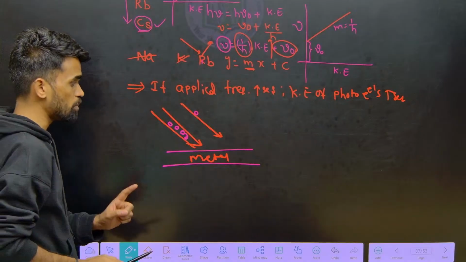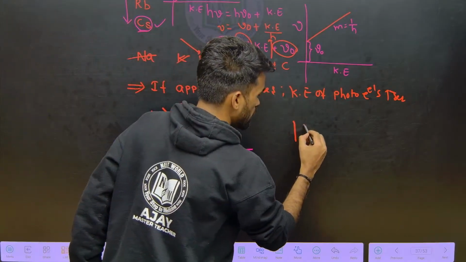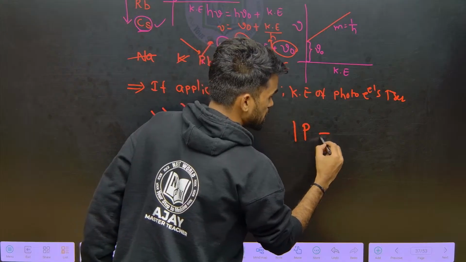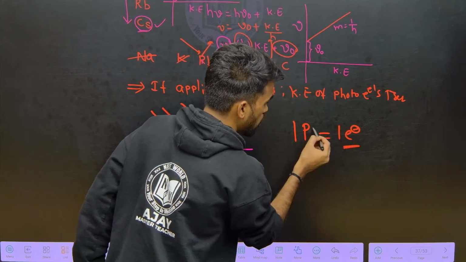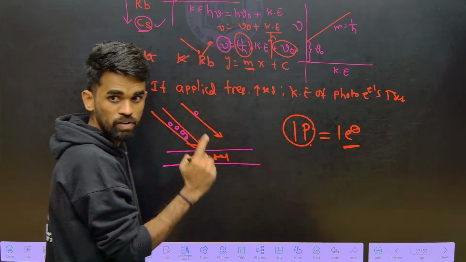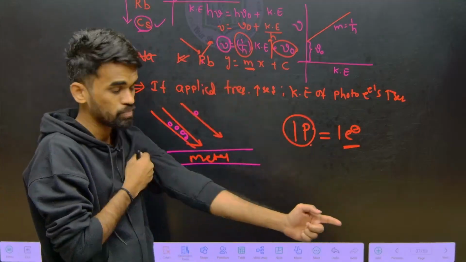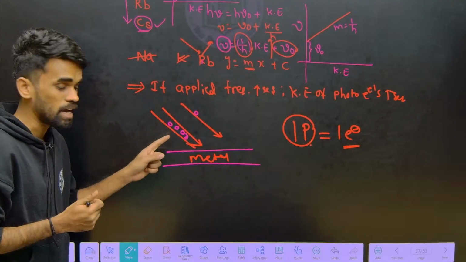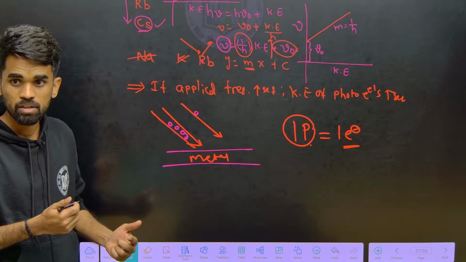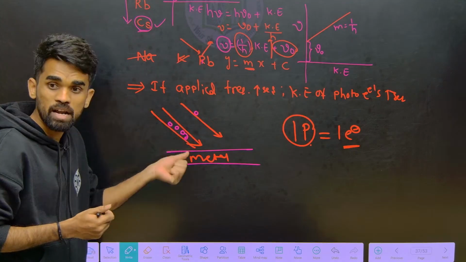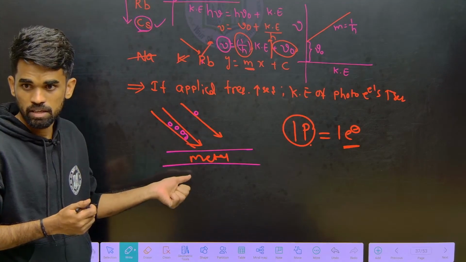So remember here, each photon ejects 1 electron each time. For ejection of 1 electron, how many photons can it take? 1 photon ejects 1 electron. Okay. So if I am saying that I am increasing the intensity of light, what does it mean? We have more number of photons in that light. Yes or no?